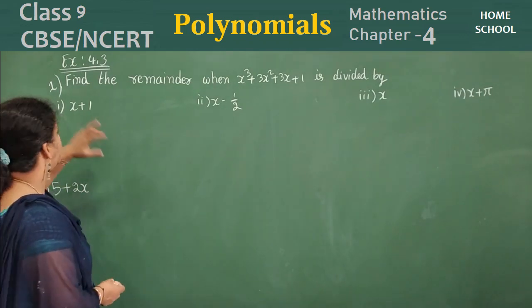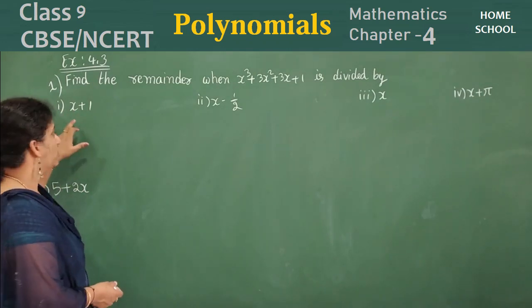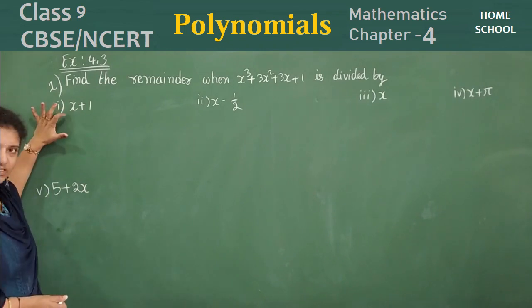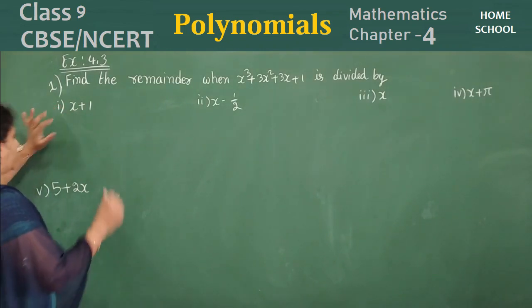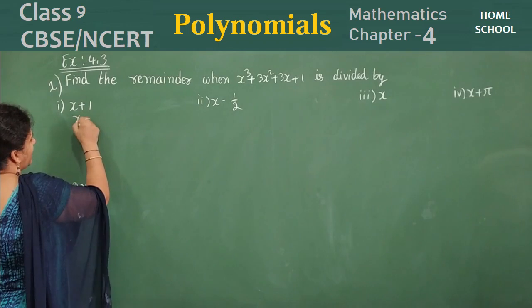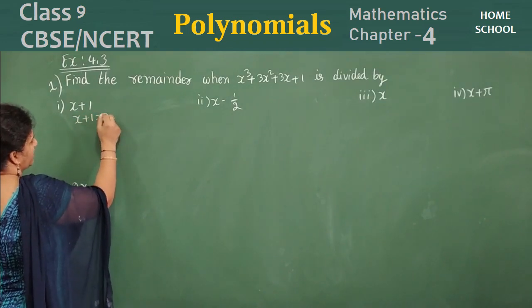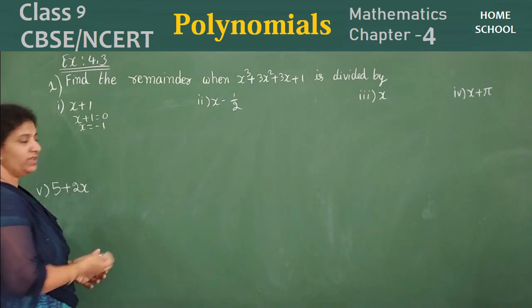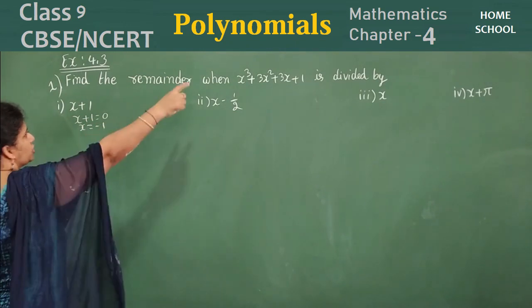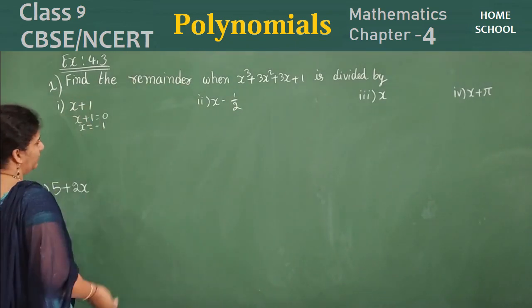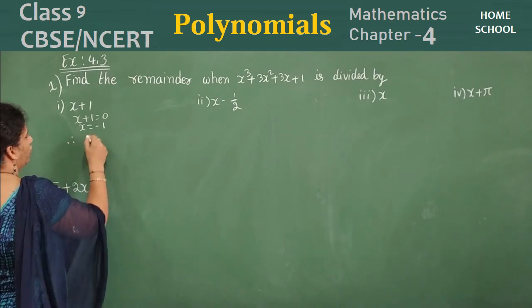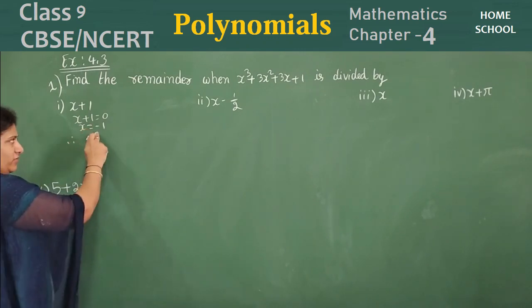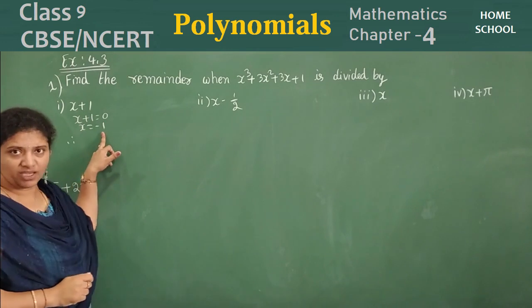So look here, it is divided by x plus 1. What we need to do first is find the 0 of this polynomial. That is x plus 1 equal to 0, x is equal to minus 1. This x value, substitute in the polynomial, and you are going to get the remainder. Therefore, P of a, if you substitute, this will become the remainder.